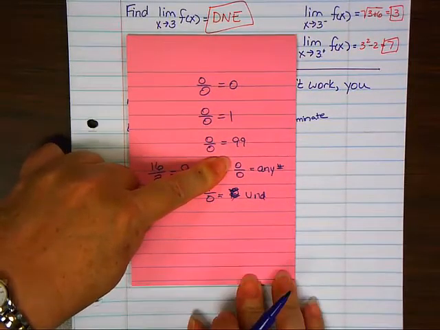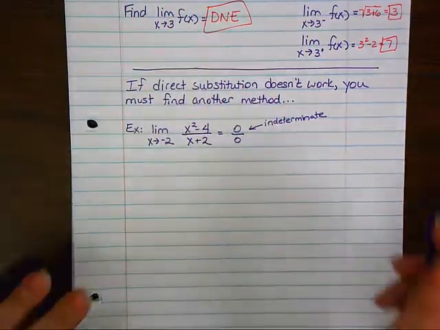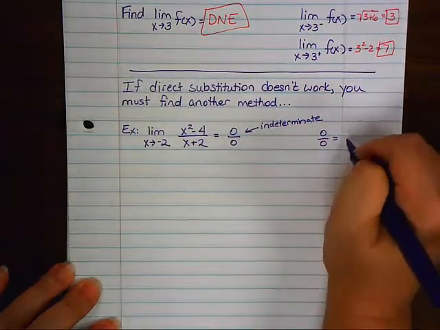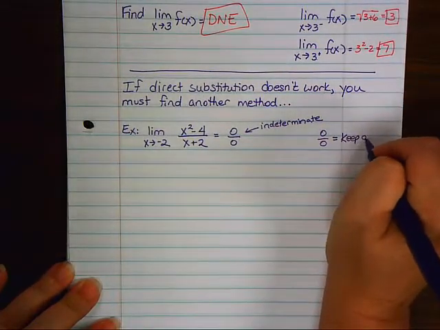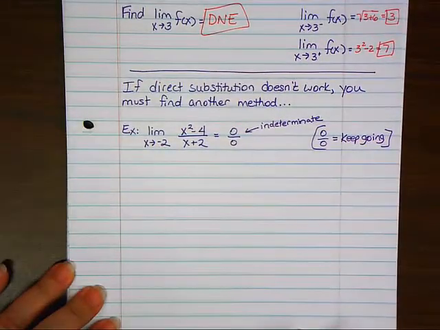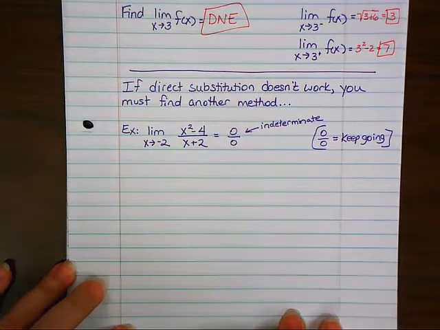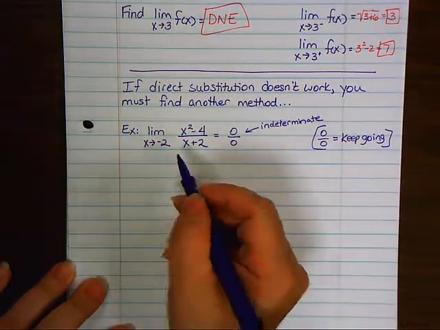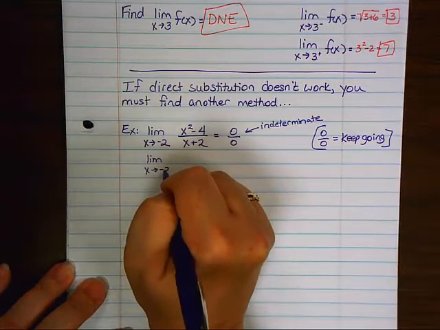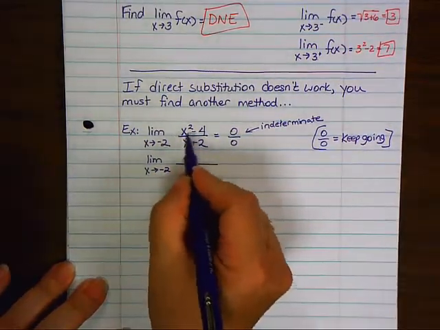Now the question is, since this can be anything, what is it? I said 0 over 0 is something, but I don't know what it is yet. So, as far as we are concerned with limits, I want you to write this down. 0 over 0 equals keep going. That sounds like a strange answer. When you see a limit problem and you see 0 over 0, you need to keep going. Okay? So, how are we going to keep going? We're going to do some math to this problem and see if we can change it around and maybe get an answer.